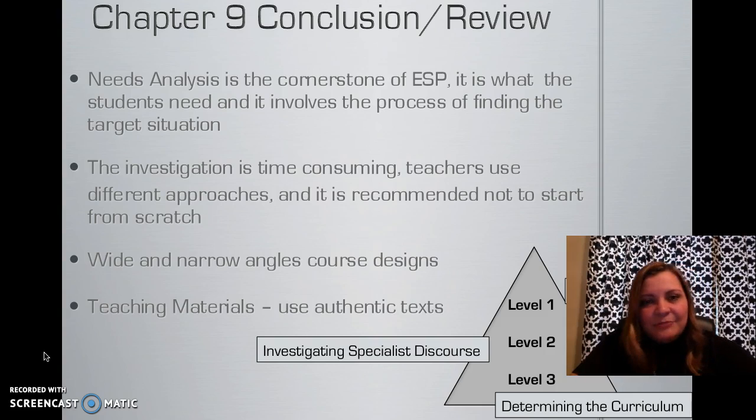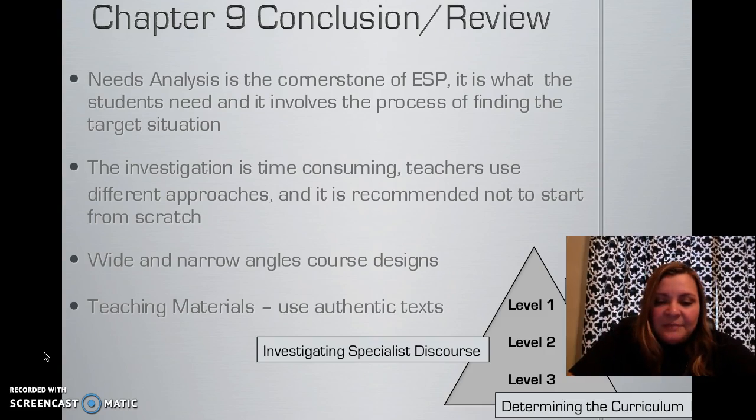Okay, moving on to Chapter 9, the conclusion and review. This chapter reviews everything related to ESP course development. The needs analysis is considered to be the cornerstone of ESP, along with its case studies, and basically it means just that. It is what the learners need in terms of features and discourse of the course. So finding the target situation in language and communication aspects was a concern for all course developers in this book.